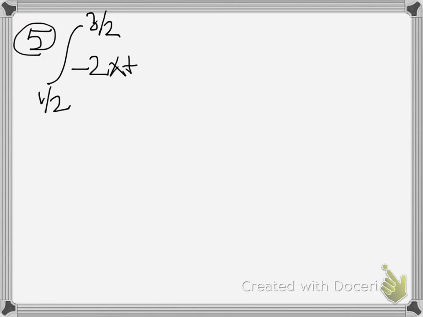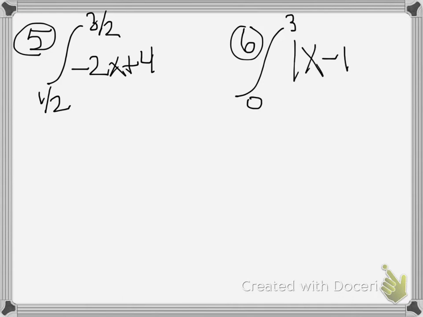All right, you ready for some you-dos? Here we go. These are our 2 you-dos. 5, we're going to do the integral from 1/2 to 3/2 of -2x plus 4. And then 6, we're going to do the integral from 0 to 3 of the absolute value of x minus 1 dx. Yikes, I forgot my dx over here. All right, so take a second, pause the video, do these problems, hit play again when you're ready to go over them.